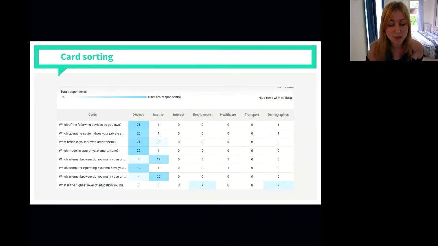And this card sorting was quite good, except for some questions that were a little bit ambiguous, where it was like, okay, it could be either here or here. Otherwise, we have very clear answers and results here. So, for example, here you can see that for this question, which of the following devices do you own, it was quite clear because devices is matching the category name. But we also saw that for all these questions, it was quite clear that almost 100% of people prefer to have it in devices.